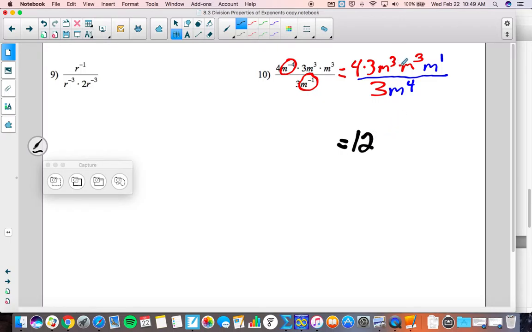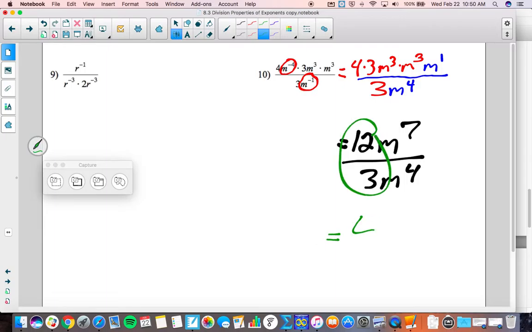And here we are multiplying the same bases together on the top, so we add the exponents, m to the 7. On the bottom, we have 3m to the 4th. So let's simplify the numbers. I have 12 divided by 3, that's 4.